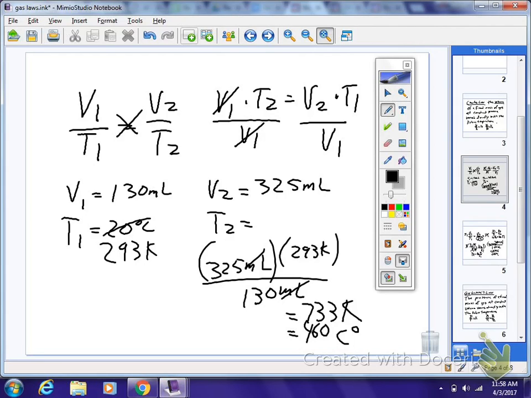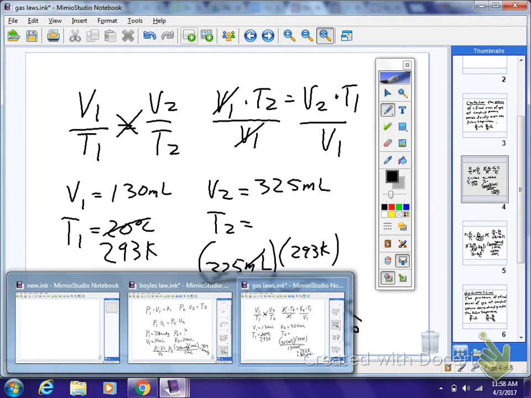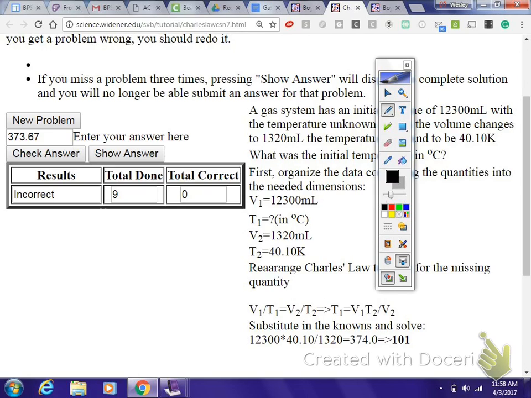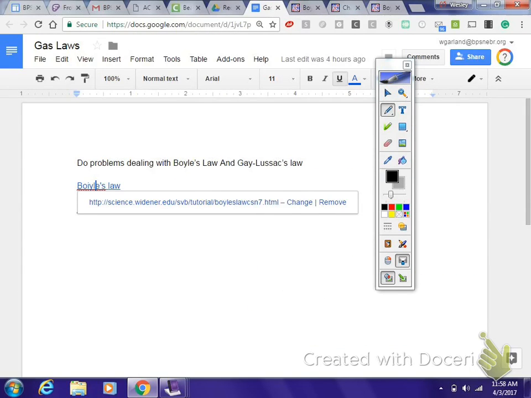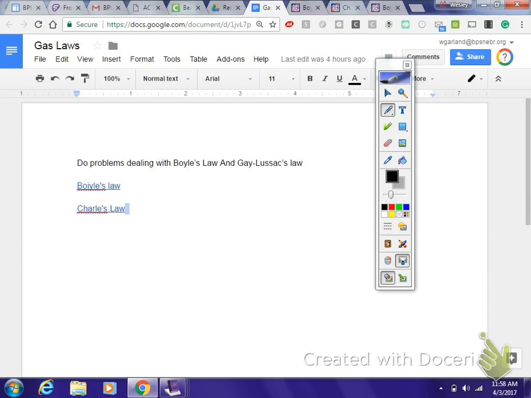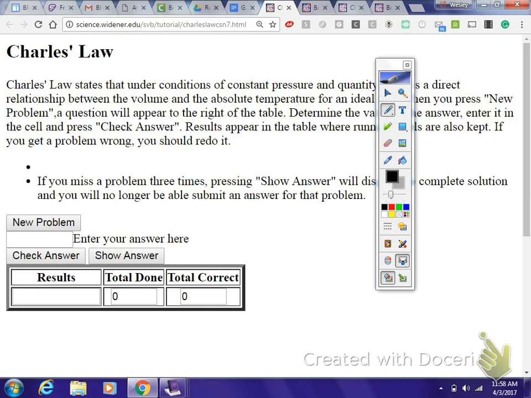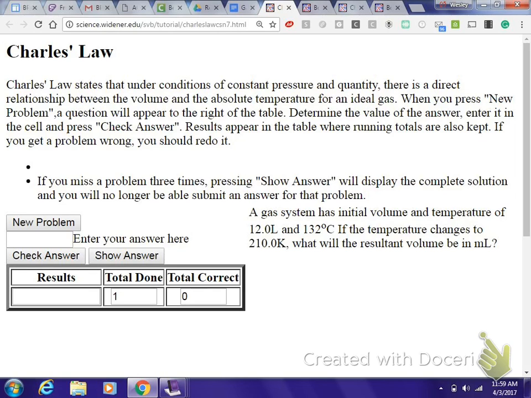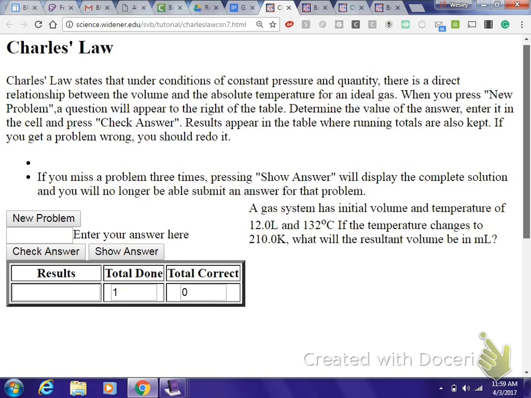Okay, so there is a site on Google Classroom that you're going to go to, and it's going to give you a choice. It's right here. It's going to give you a choice of Boyle's Law or Charles' Law to look at. So we did Charles' Law. We'll do that one first. And then we've got a problem to solve. You got to hit new problem though. Okay, so we're going to use Charles' Law.